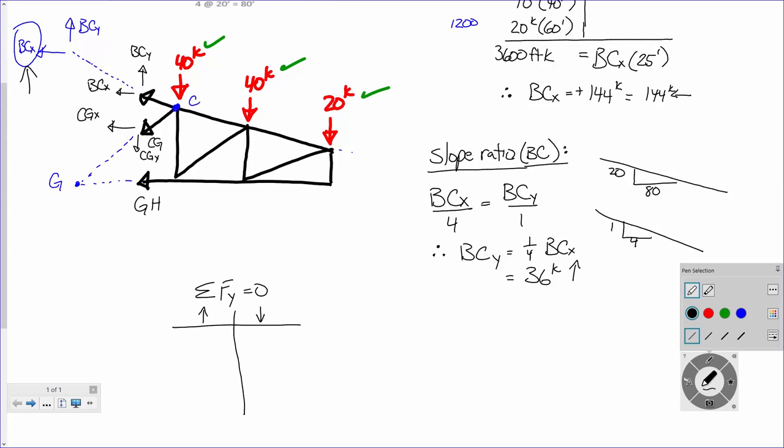And I start going off of my diagram and I just start filling it in. So let's just start tackling this one by one. Okay, BCY. BCY is going up, right? And it's still going up because my answer came out positive. So I'm going to put BCY equals 36 kips, and I put that in the up column.